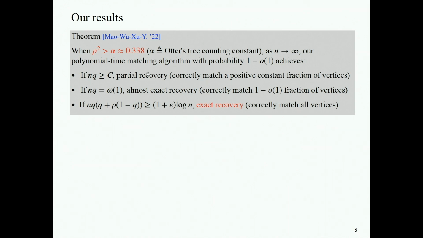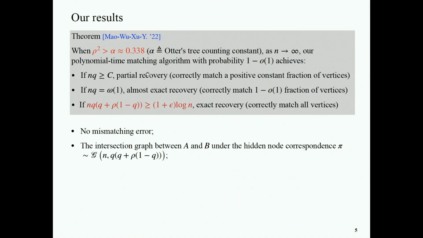Let me briefly emphasize two things. One is that in all of these algorithms here, we do not have any mismatching error. So that means all the output of the algorithm will give you the correct answers, like which user corresponds to which user between the two networks.